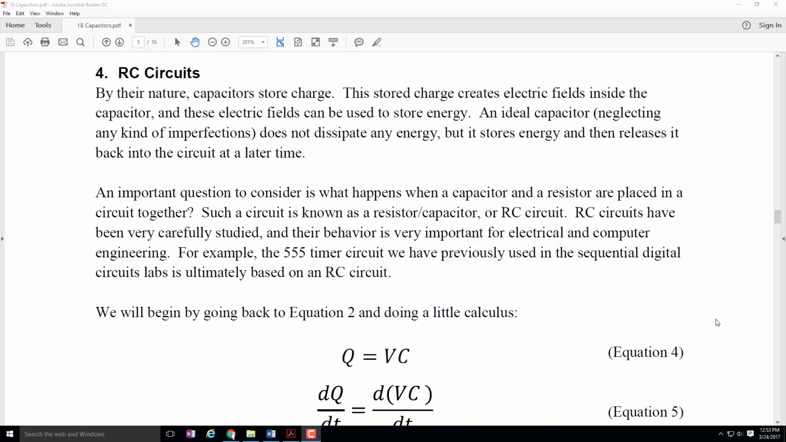A circuit that contains both a resistor and a capacitor is known as an RC circuit. It has nothing to do with remote control or anything. It's RC as in resistor capacitor. RC circuits have been very carefully analyzed and studied, and their behavior is very well understood, and it's also very important for electrical and computer engineers. As an example of this, if you remember back, we used a 555 timer circuit to create the clock signal for the sequential digital labs that we did. And that 555 timer is based inside of it on an RC circuit.